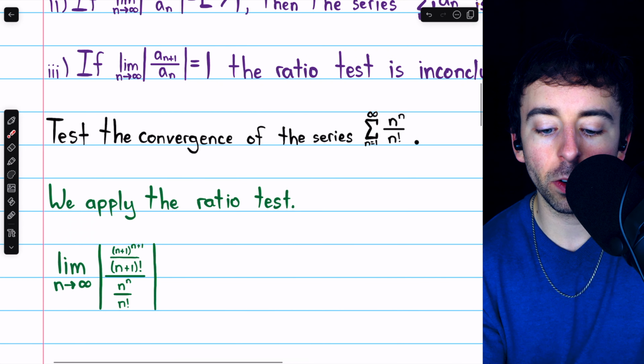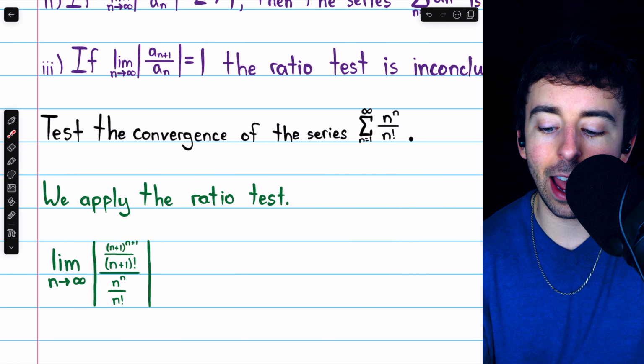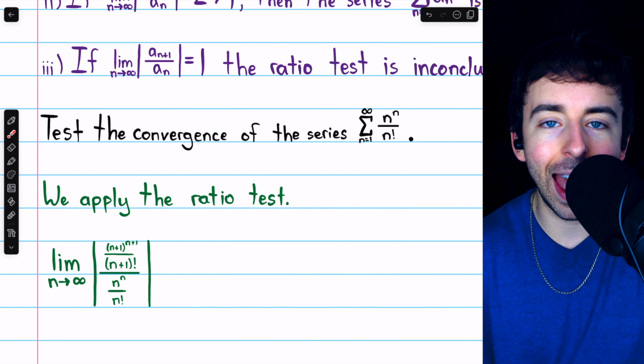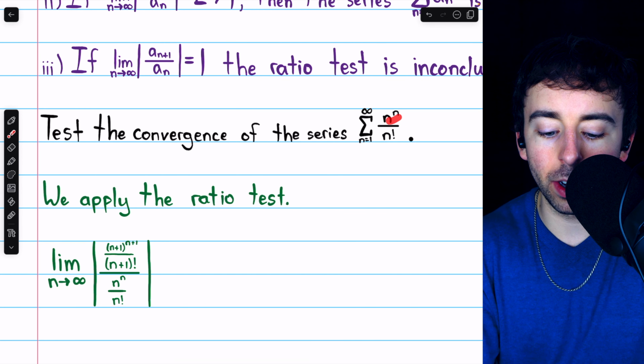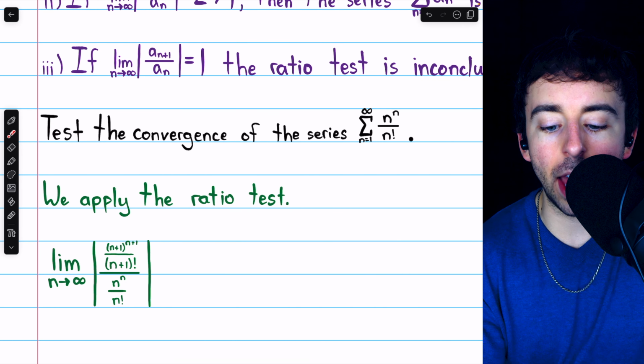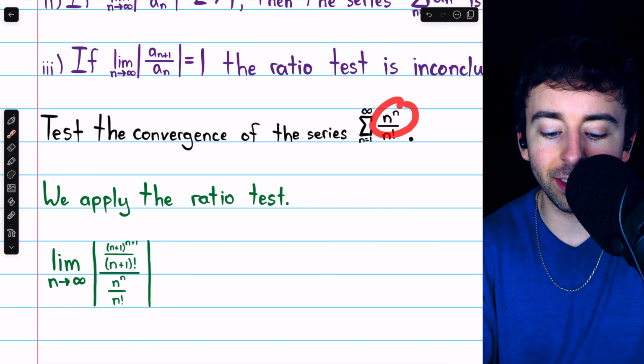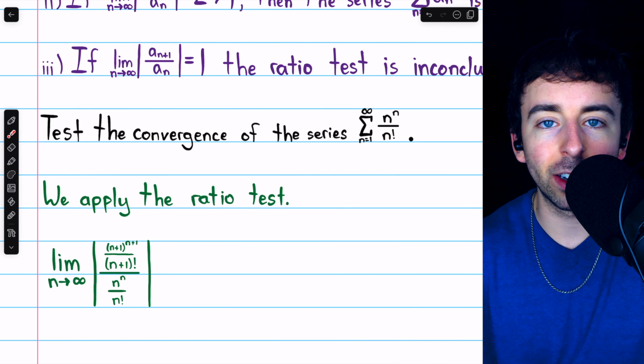So in the numerator, we put a_{n+1}. That's found by just plugging in n plus 1 in place of n. Thus, we have n plus 1 to the n plus 1 divided by n plus 1 factorial. That's a_{n+1}. Then we divide by a_n, the nth term of the series, which is just n to the n divided by n factorial.